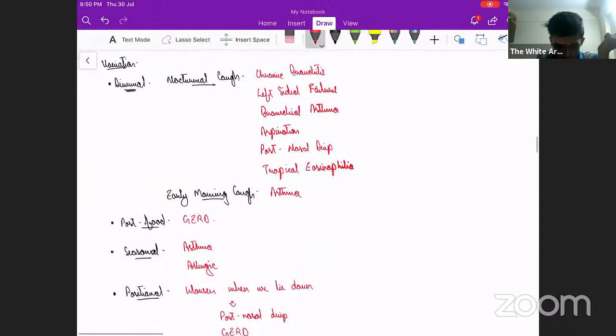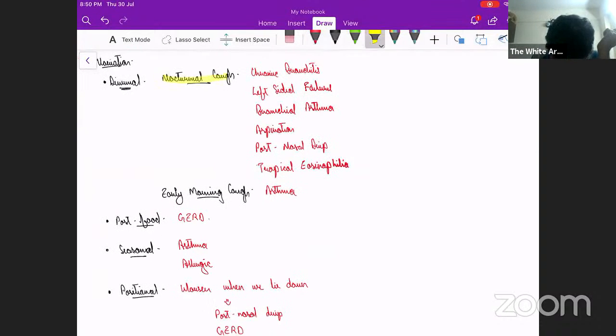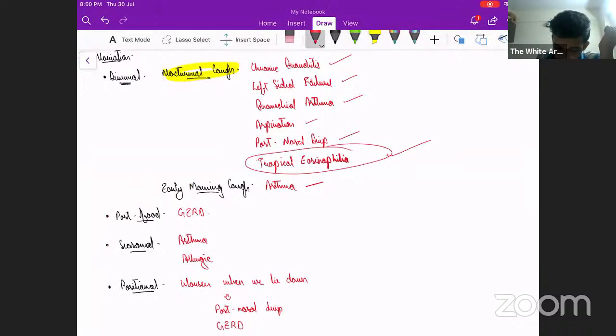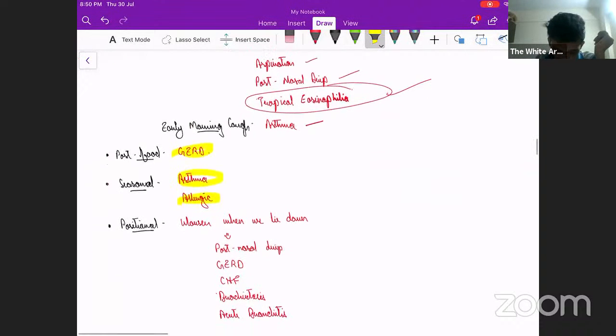So next is variation. Variation is important. One is nocturnal variation. If it is nocturnal variation, we'll have to think of chronic bronchitis, left-sided heart failure, bronchial asthma, aspiration, post-nasal drip, and tropical pulmonary eosinophilia. This was our case. And early morning cough, again, we can suspect asthma. If it is post-food, if it aggravates, then we can think of GERD. If it is seasonal variation, it can be something like allergic bronchitis and all, or again, asthma.